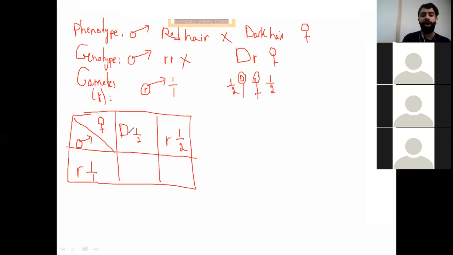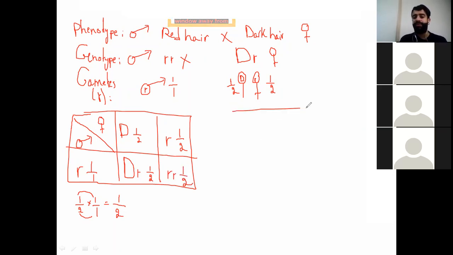To cross them, r times D, it's Dr. What is the proportion? Half times 1/1. It's like the math: 1/2 times 1/1. Numerator by the numerator, and denominator by the denominator. 1 times 1 is 1, over 2 times 1 is 2. So it's 1 over 2. And r times r is rr, and it's also 1 over 2.